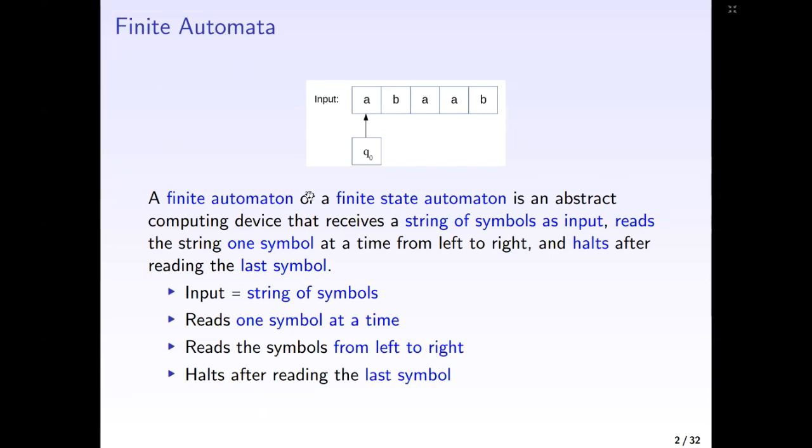We will have other kinds of abstract devices or abstract machines in other types of the hierarchy, the Chomsky hierarchy, that may also move to the left. But this kind of machine, finite automata, only moves from left to right. And it goes one by one, reads one by one the characters of the string, which are in front of the head. This guy is called the head.